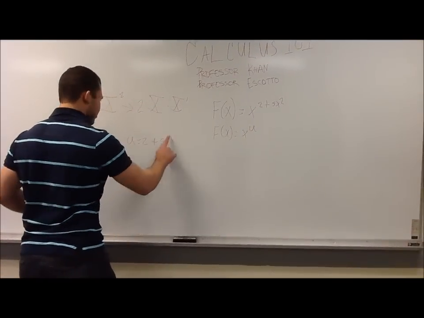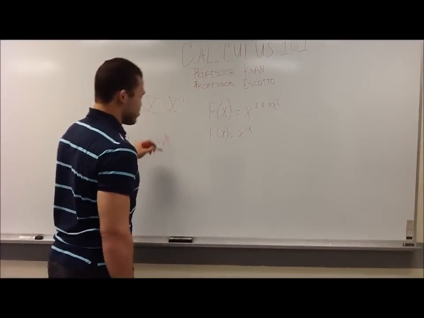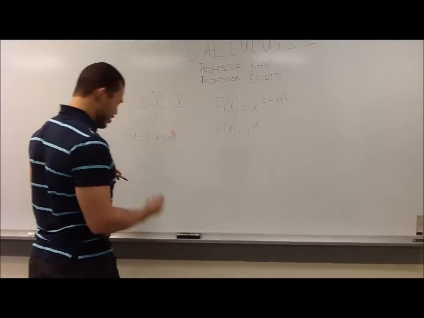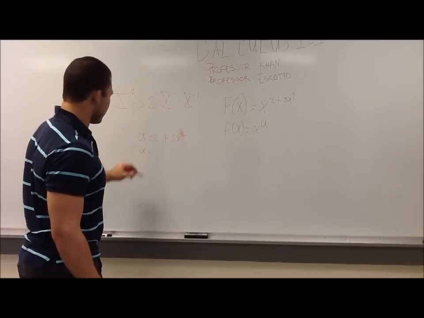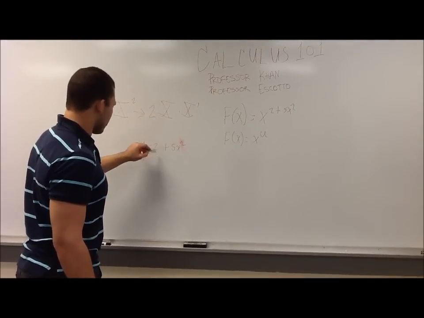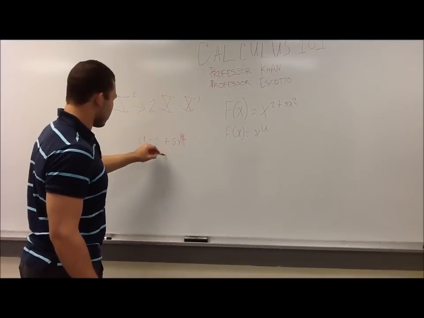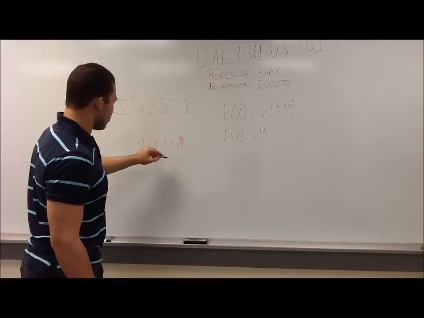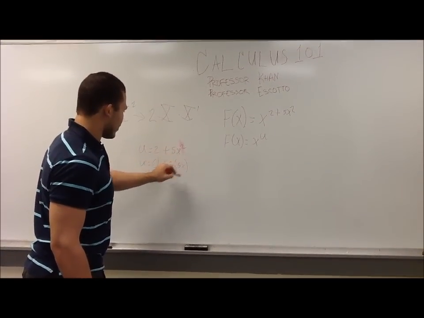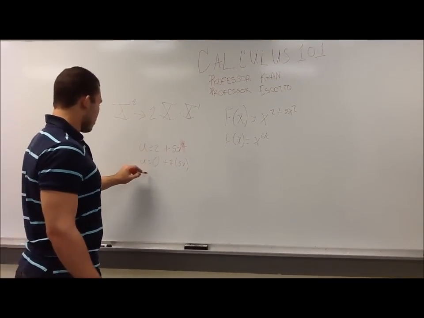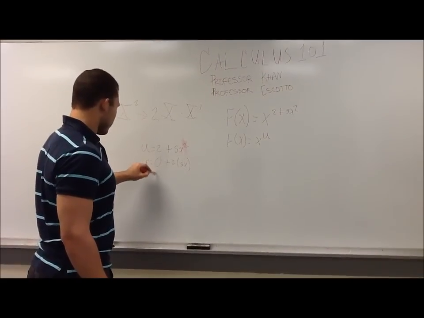Oops. I know my handwriting is bad, don't laugh. So u prime would be the derivative of 2, which is 0, plus, we bring down the 2, that would be 2 times 5x. So u prime is 10x.